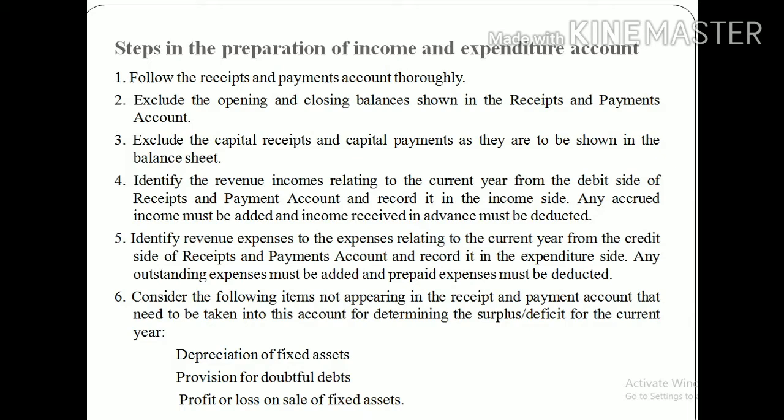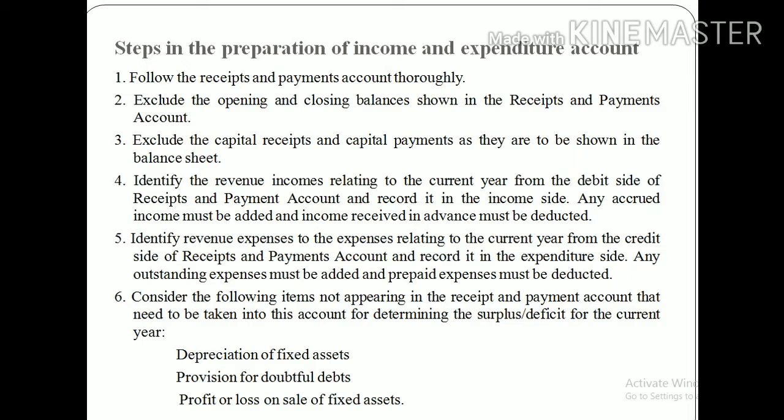Here the first step is to follow the receipts and payment account thoroughly. The income and expenditure account is prepared based on the receipts and payment account. So first you have to be thorough with the receipts and payment account: what are the receipts and what are the payments included in it.